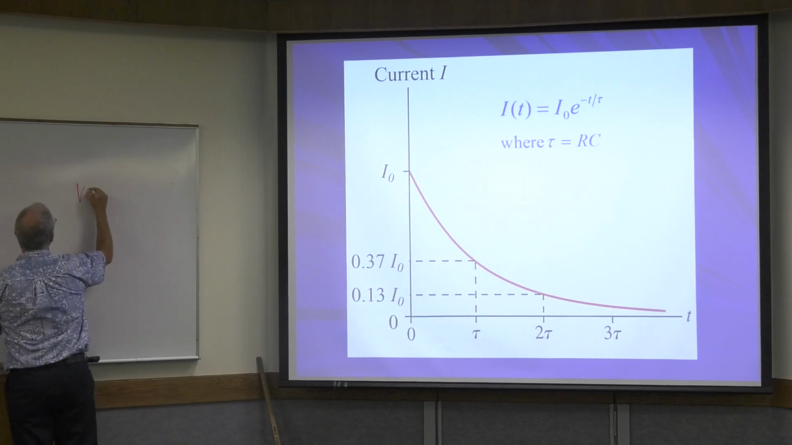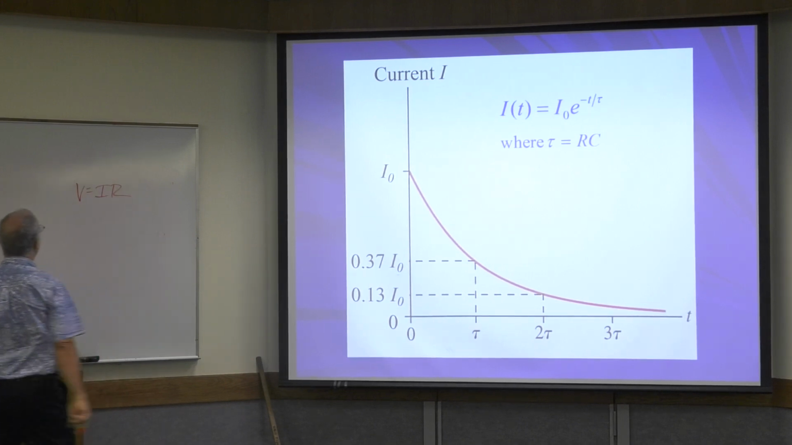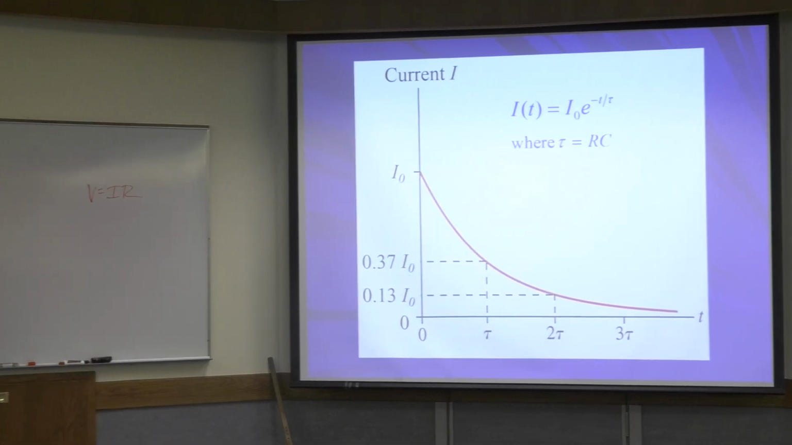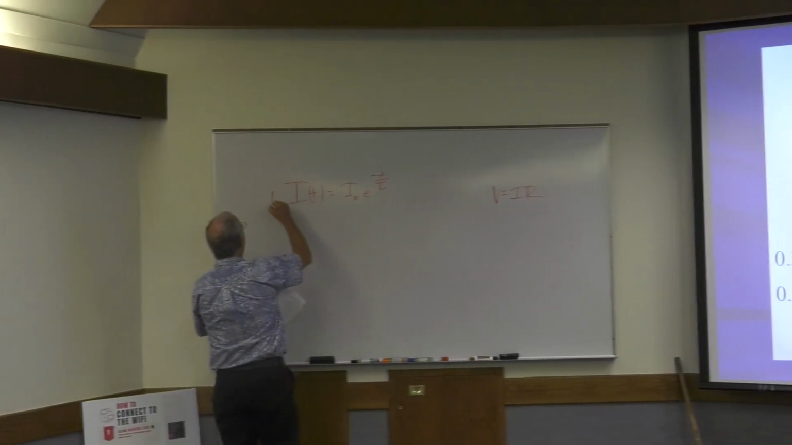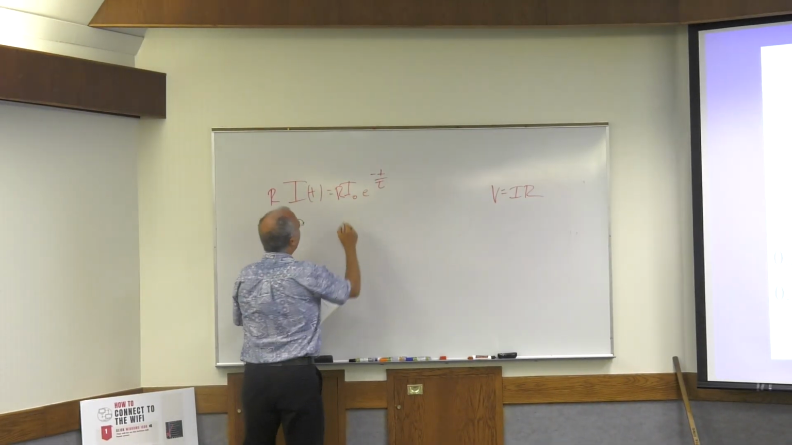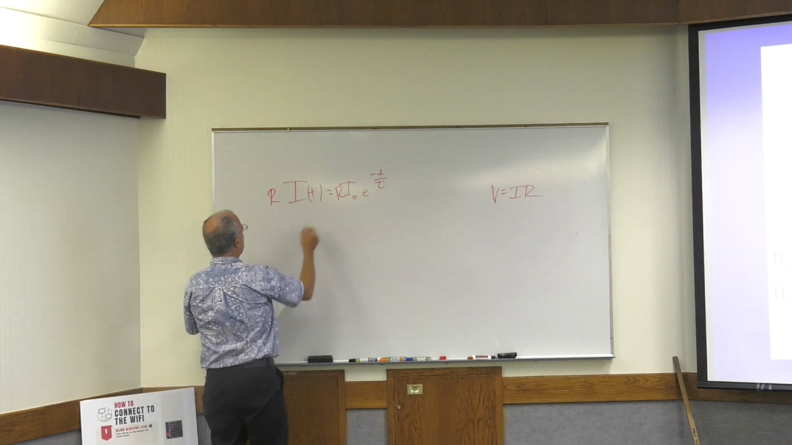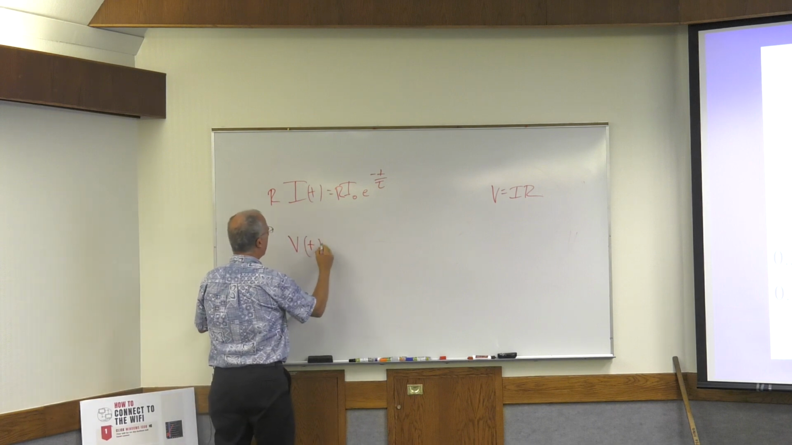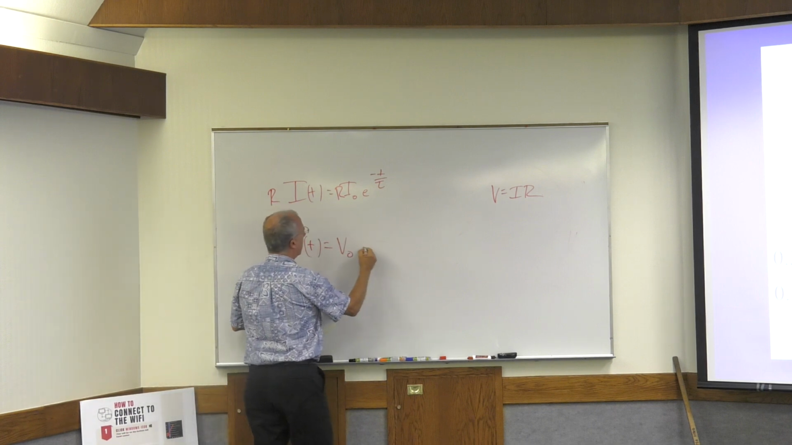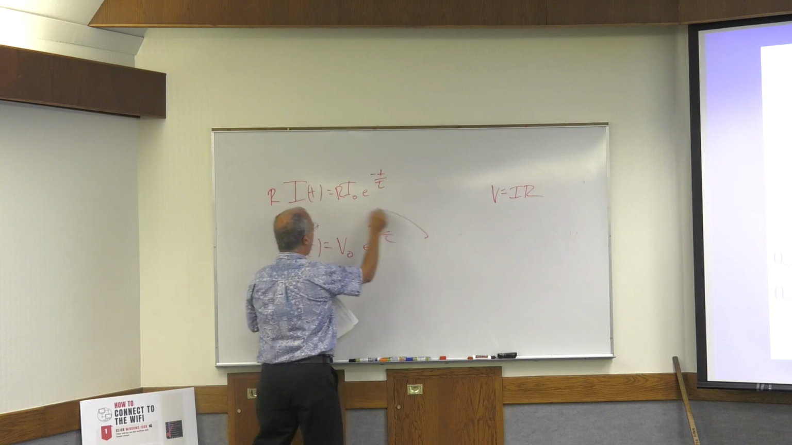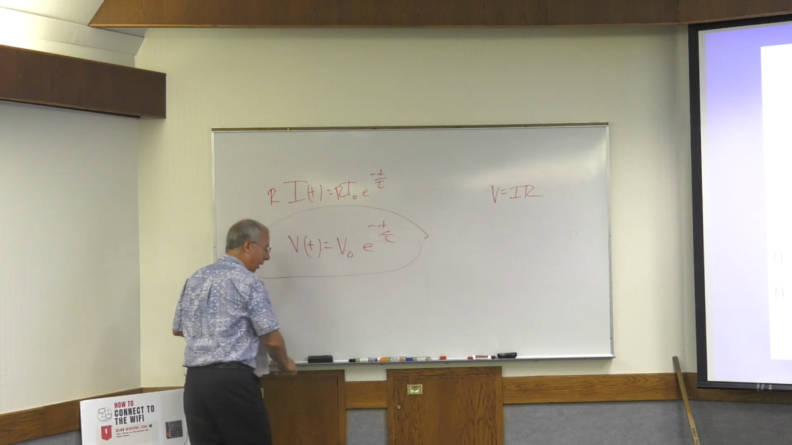Well, this is awesome. Remember, V equals IR, right? So here we have I, so how can I get a voltage? Just multiply by R. So this is just the voltage as a function of time. This is the initial voltage times e to the minus t over tau. Ta-da! Nice and simple, huh?